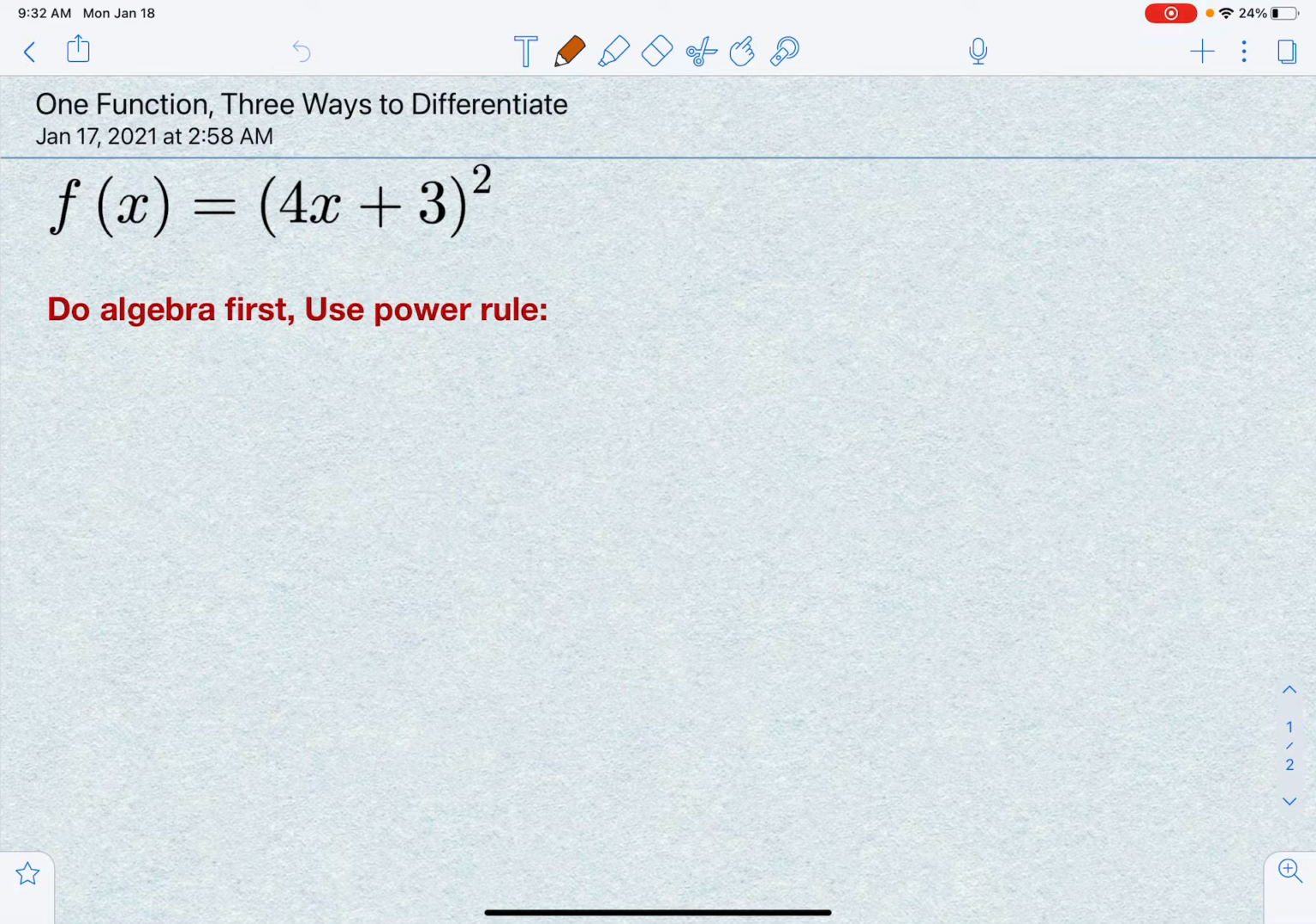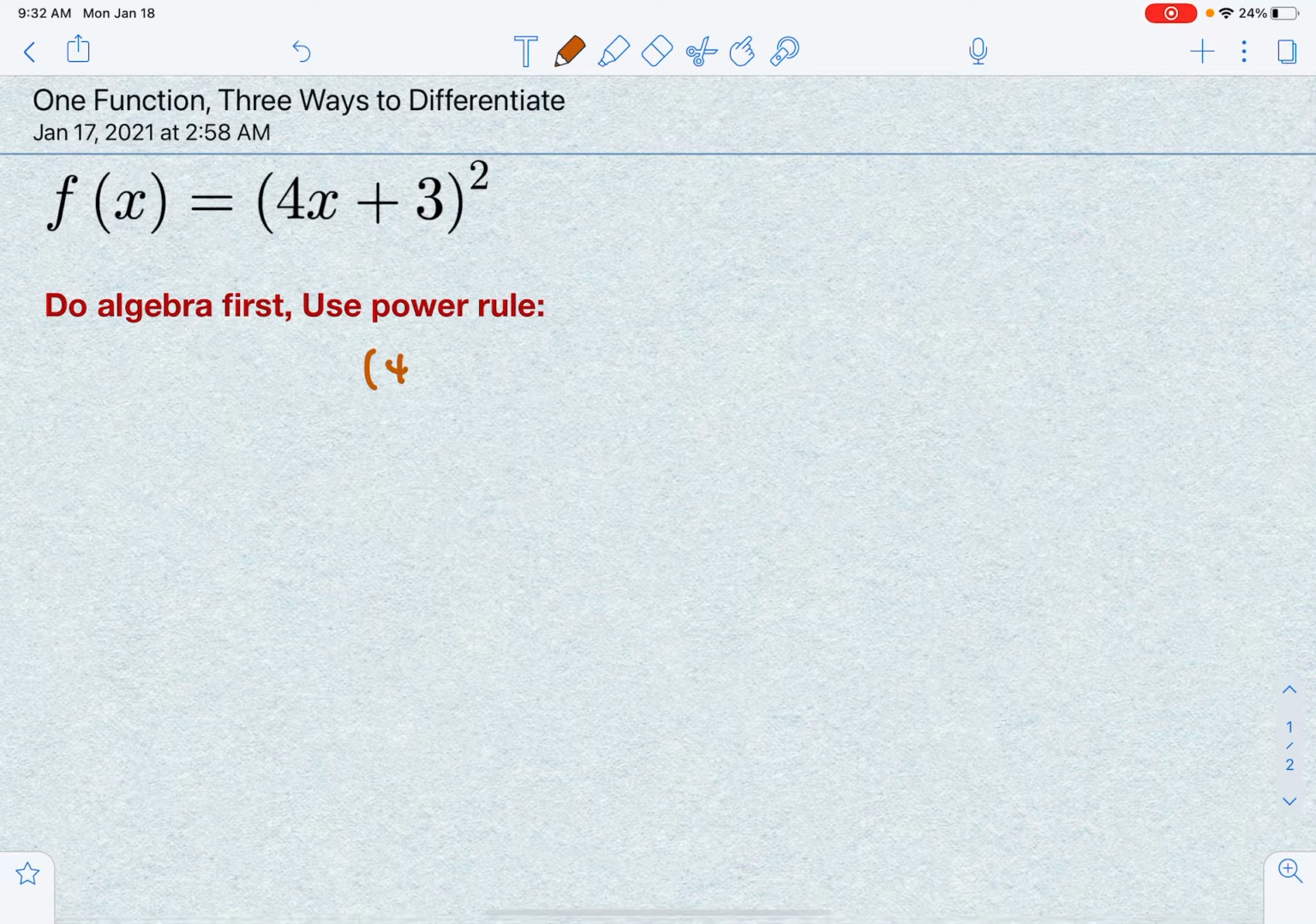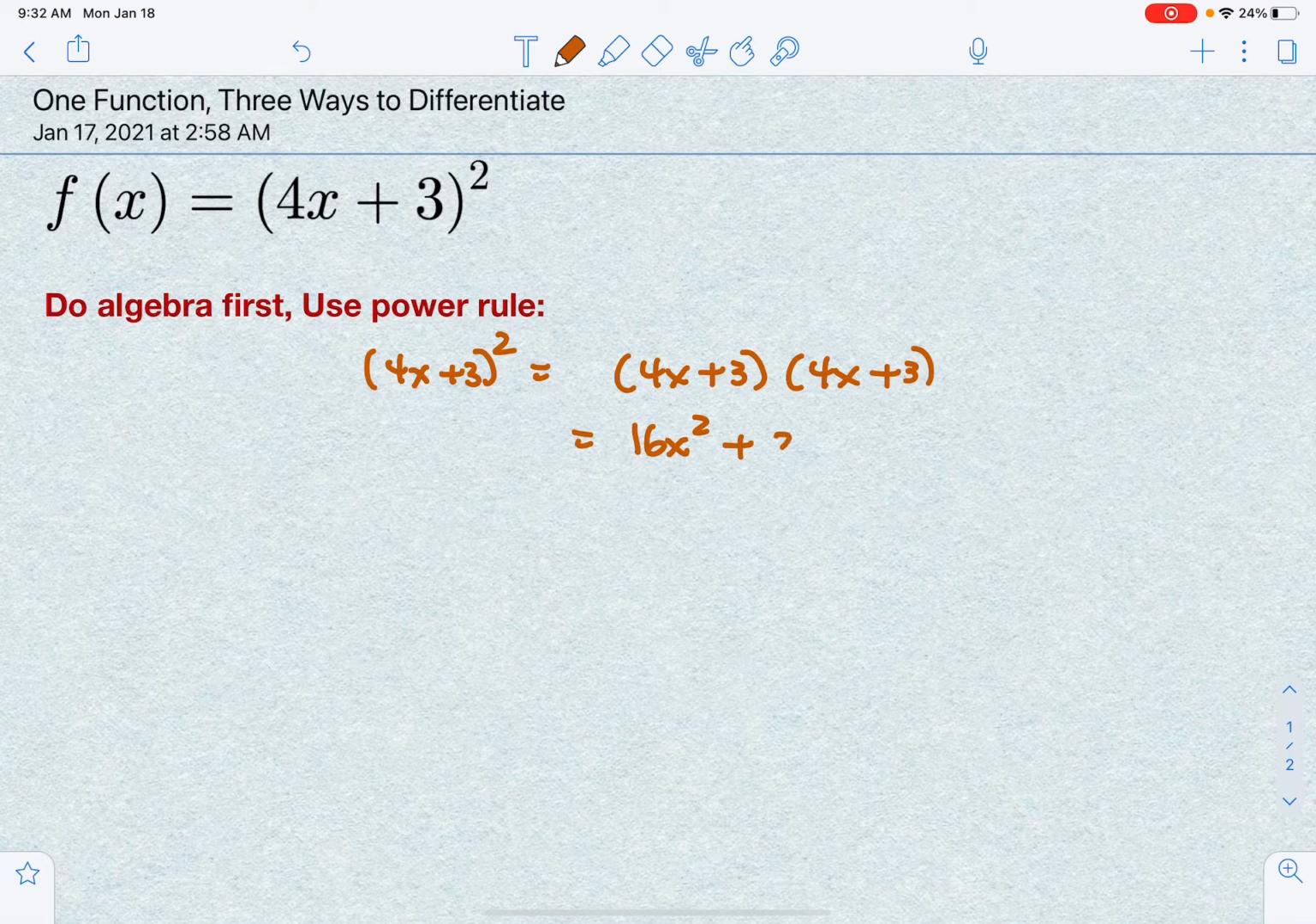So taking this original function, (4x + 3)^2, the first method, we're going to do the algebra first and then use the power rule. So (4x + 3)^2 is (4x + 3) times (4x + 3), which is going to be 16x^2 + 24x + 9. And again, notice there is no calculus happening at this point. So now that we're ready, we can take the derivative, and that's going to give us 32x + 24.